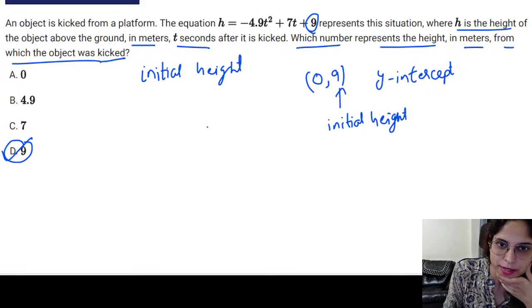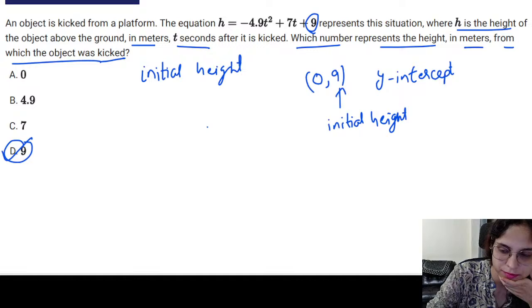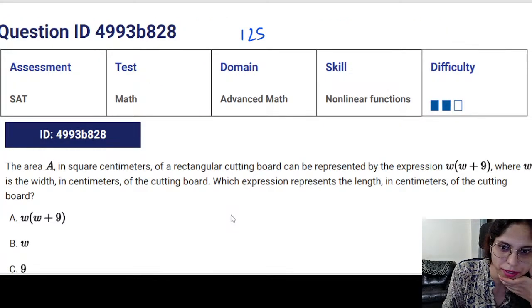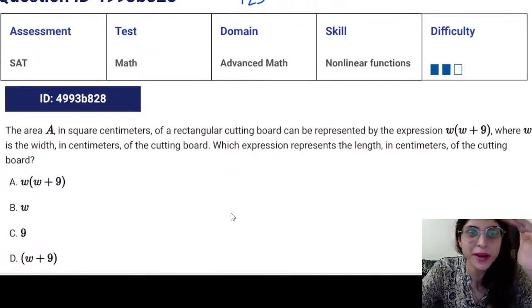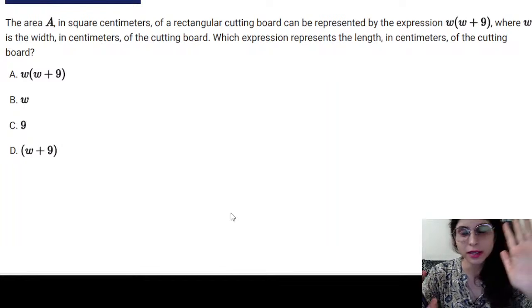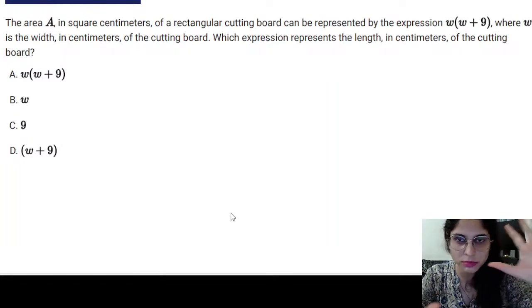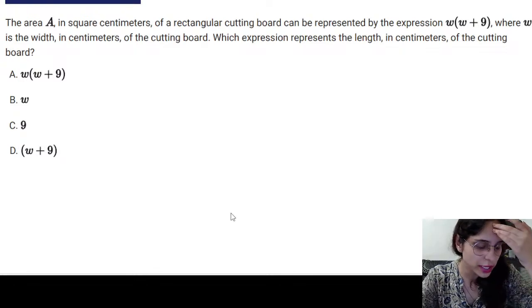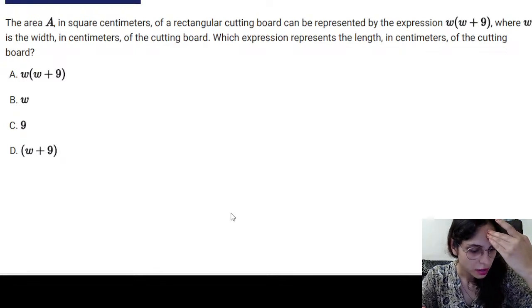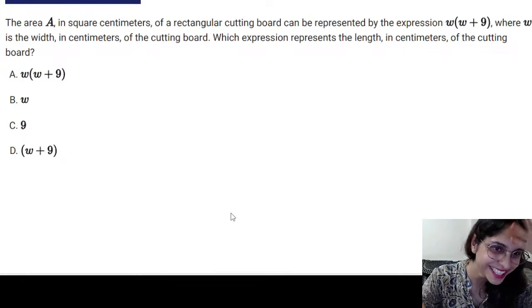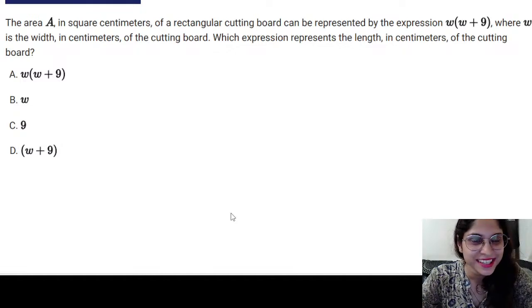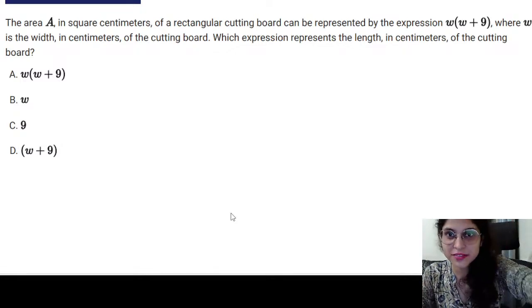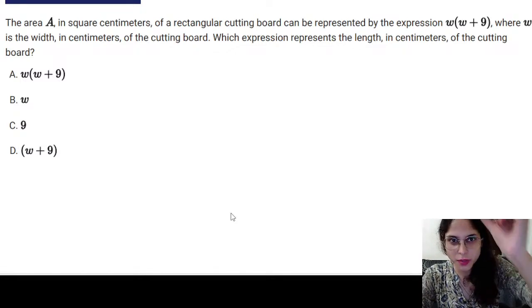There's one last question. 125, again the area problem. So area problem, height problem are their favorite ones, and then comes the greatest value, the maximum value, the minimum value, or the x-intercepts. That's all they're going to talk about. X-intercepts, y-intercepts, maximum, minimum, area problem, height problem, in easy and medium questions. Difficult questions just have one more concept that comes in.